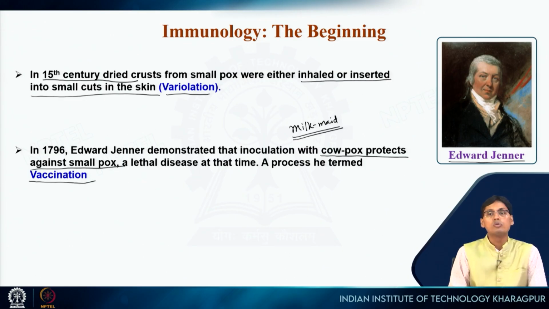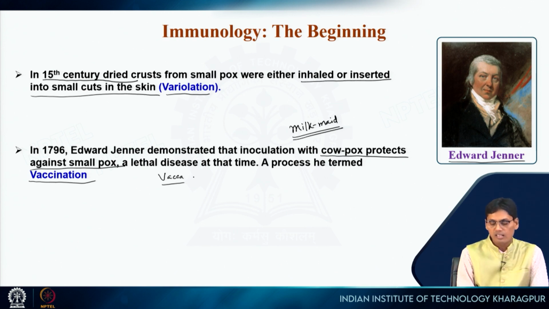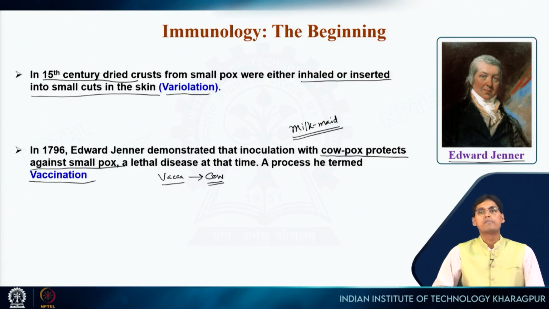The same term we also use now, right? Why vaccination? Because vacca means cow. So the idea is that this cowpox virus somehow creates something in the milkmaids so that they get some kind of protection from the smallpox virus. And this is the starting point of vaccination.